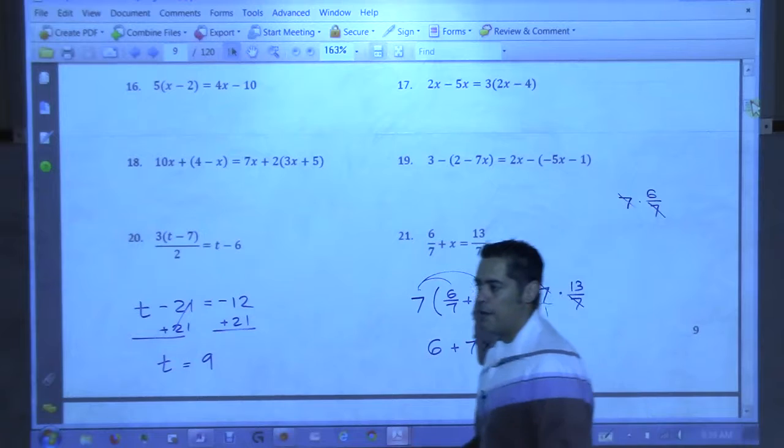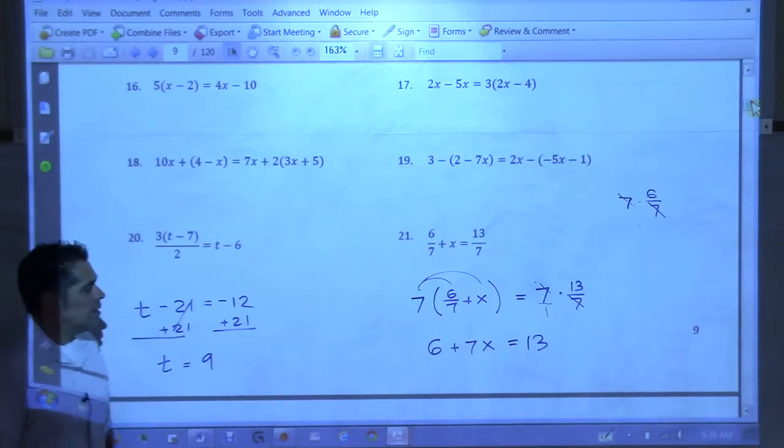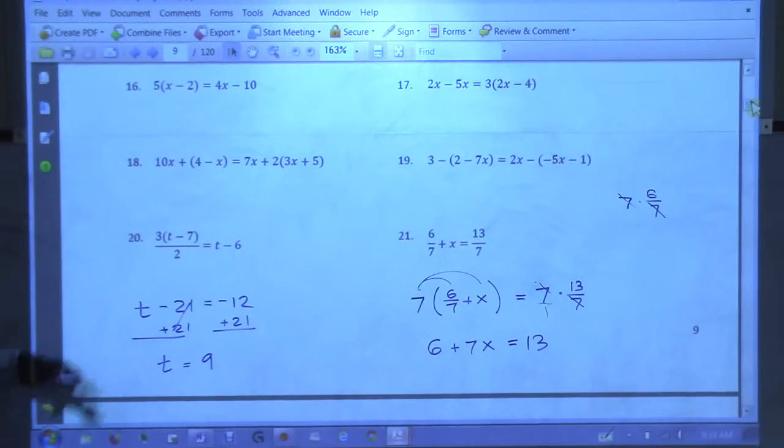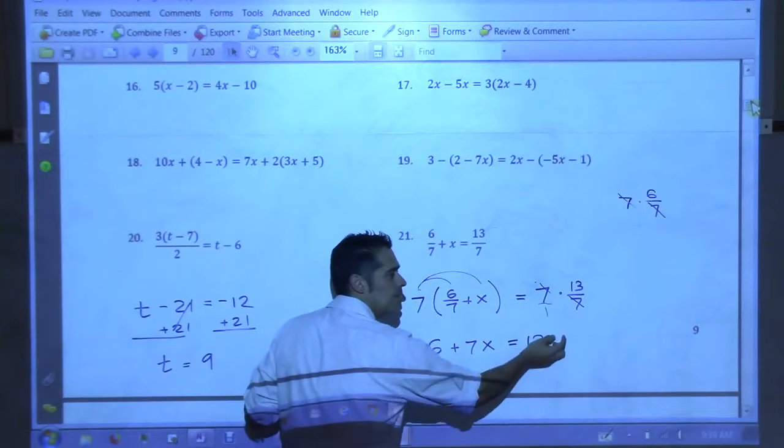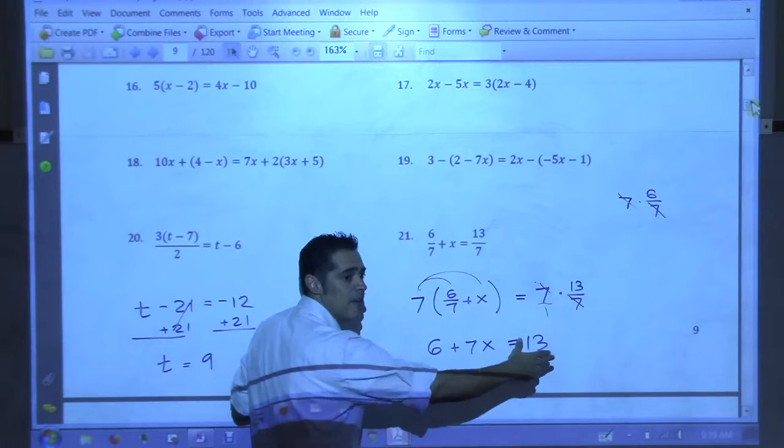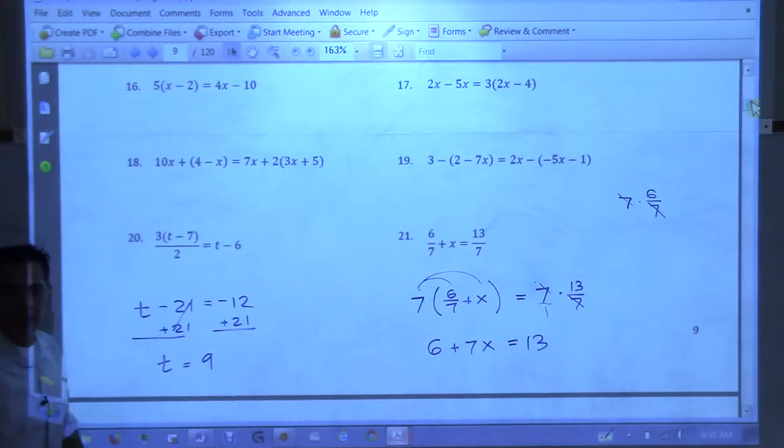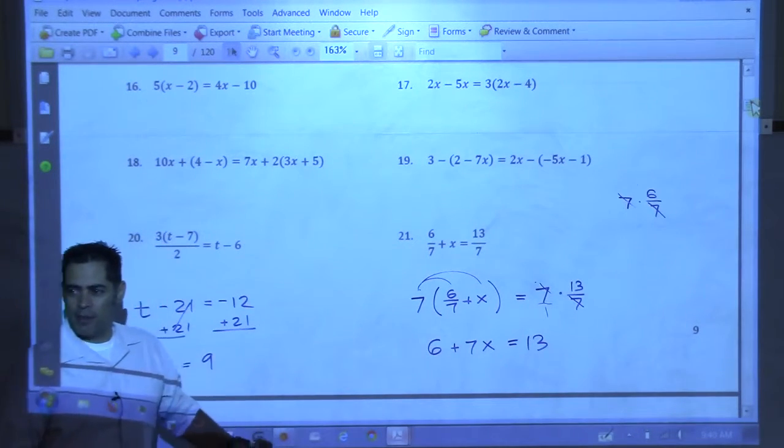Okay. Now at this point, you are back up to one of those, right? So you would isolate the x, so now you'd subtract 6 from both sides, and then after that you'd divide by 7. Okay, so yes, should I stop or should I go?